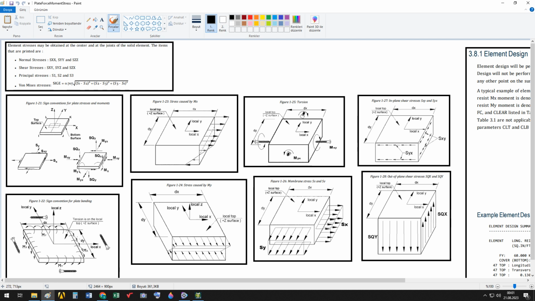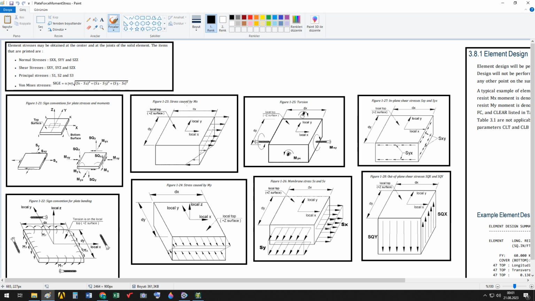Now for MX and MY, MX acts along the edge of a plate element as shown here and as shown here, and MY acts along the edge of the plate element as shown here. Okay.